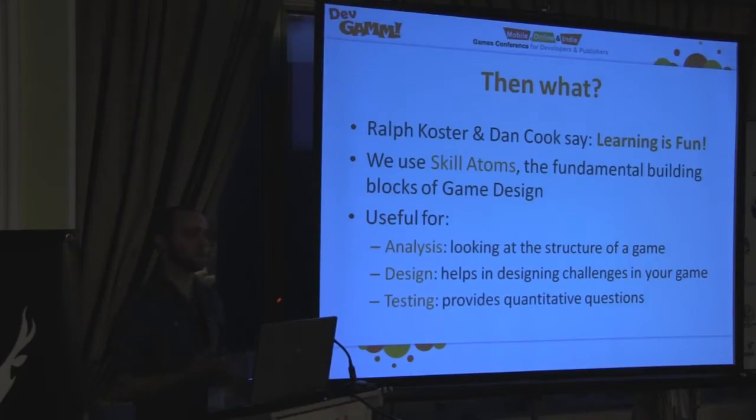At the university where I teach, we use a lot of books and a lot of articles by well-known game designers, and two of them are Ralph Koster and Dan Cook. And the point that they make about fun is that actually learning is a lot of fun, and that's where the main fun comes from in games. Dan Cook wrote an article about something he called skill atoms, which I'm going to talk about a bit as well in this presentation, which can be used as the fundamental building blocks of game design, and is a very good place to start game designing.